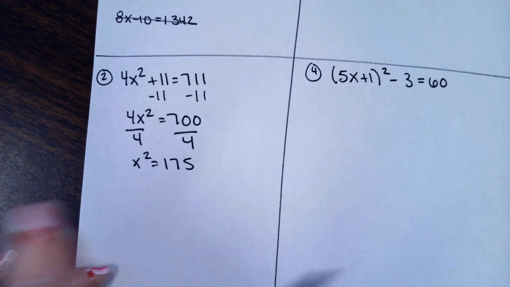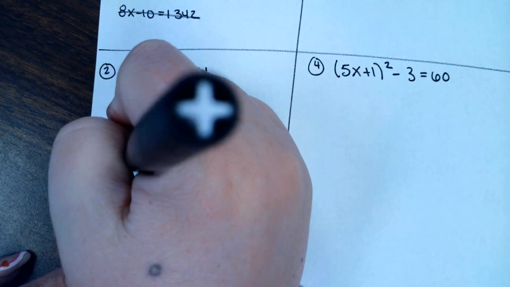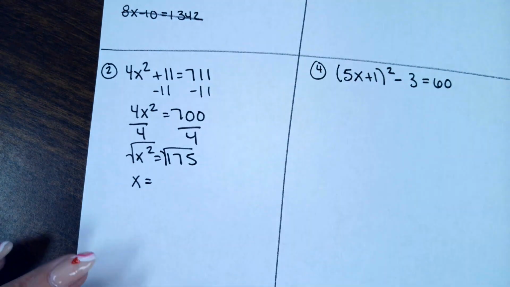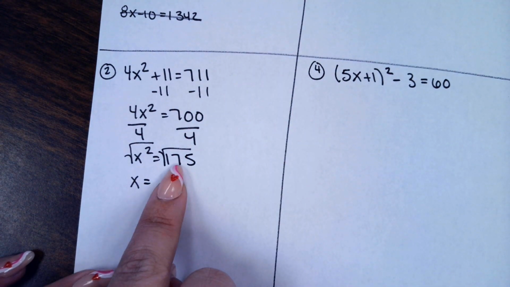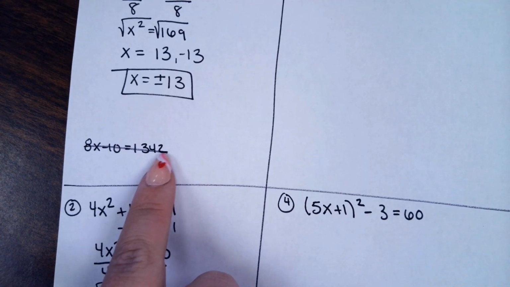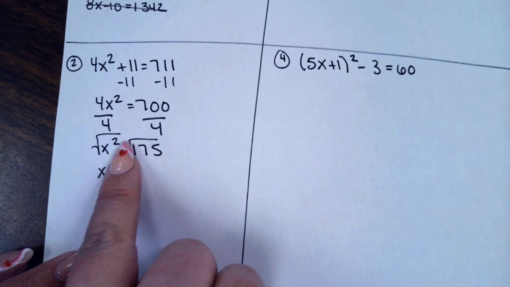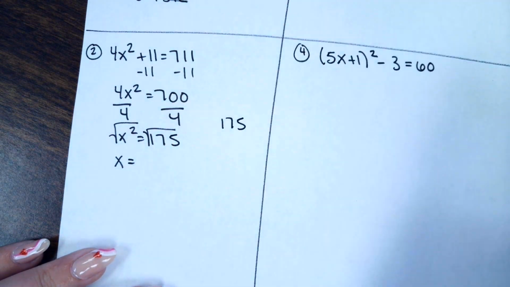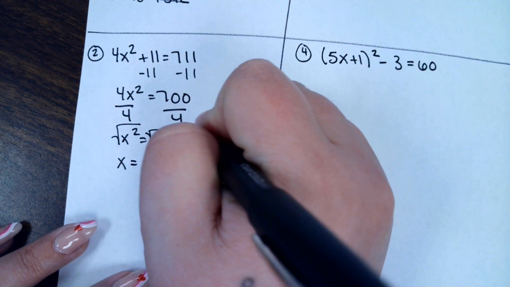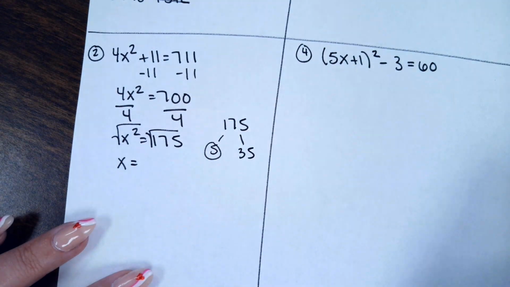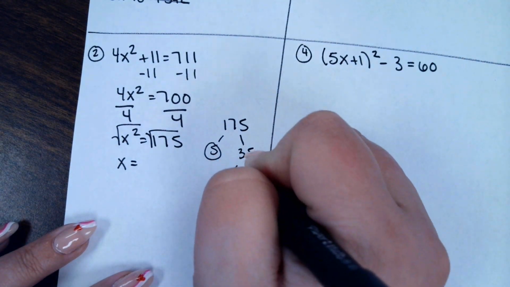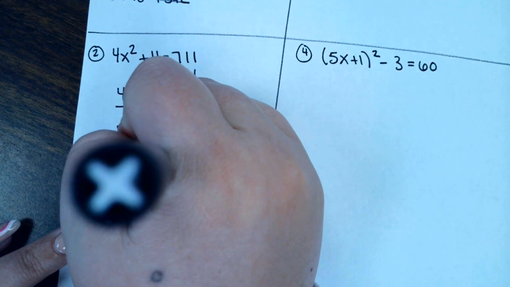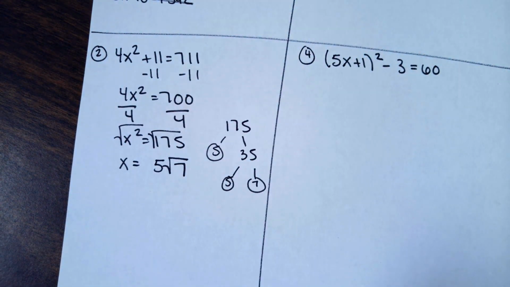Now here's the new step. To get x by itself, we take the square root of both sides. x equals the square root of 175. Now, 175 is not a perfect square, so we're not going to get an integer like we did up here, but we all know how to simplify that. So you can either look for perfect squares or do your factor tree. I enjoy a good factor tree, so let's do that. 5 and 35, 5 and 7. We have a pair of 5s, so this simplifies to 5 root 7.